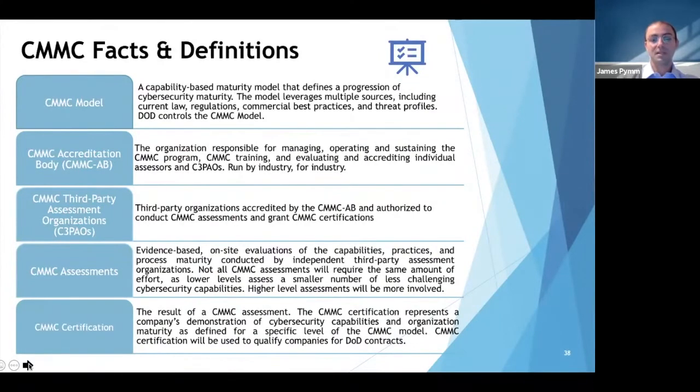Lastly, there are CMMC assessments. That's what you will actually request from the C3PAO. That is essentially your audit of your practices and processes. And lastly, what you hope to obtain is the CMMC certification for whatever level you're striving for.